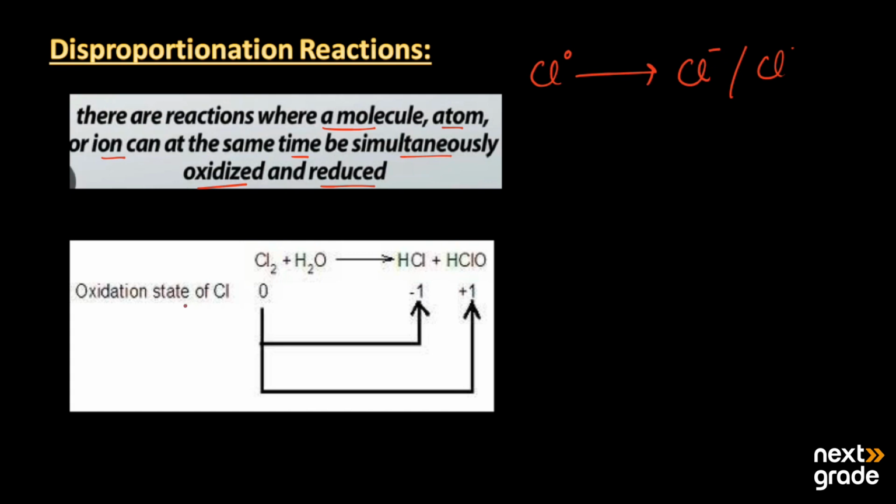Here we have the oxidation state of the chlorine. In this reaction, chlorine has zero oxidation state, but after the reaction it contains -1 and +1 oxidation states. So this reaction is called a disproportionation reaction, in which it is being oxidized and reduced. It gains electrons or it loses electrons. That type of reaction is called a disproportionation reaction.